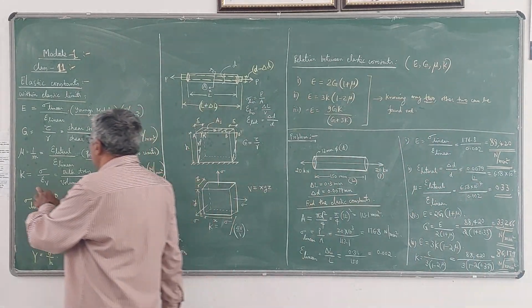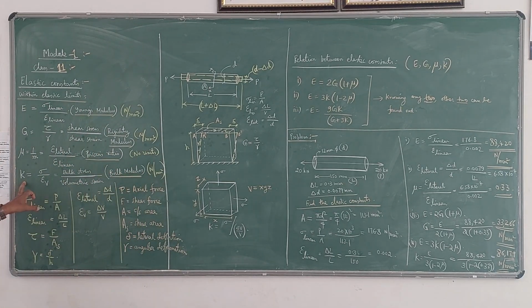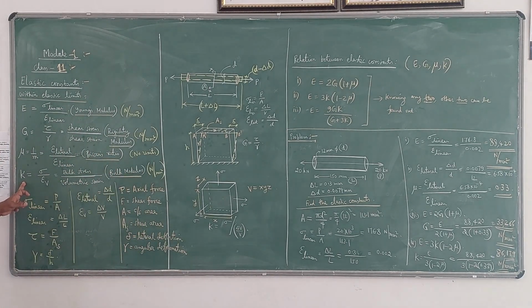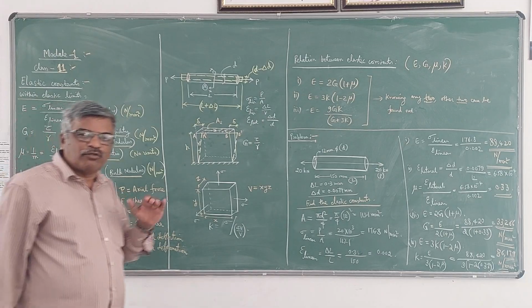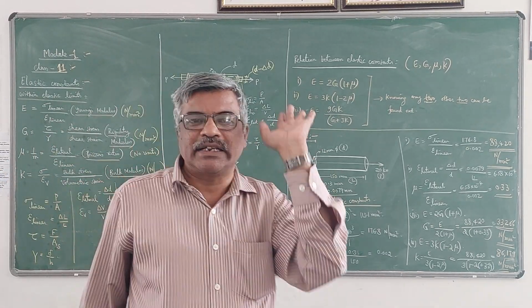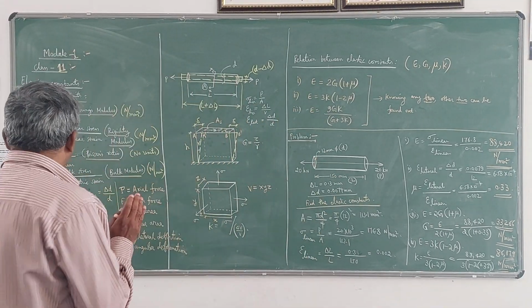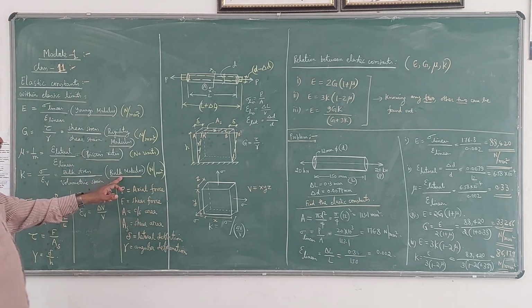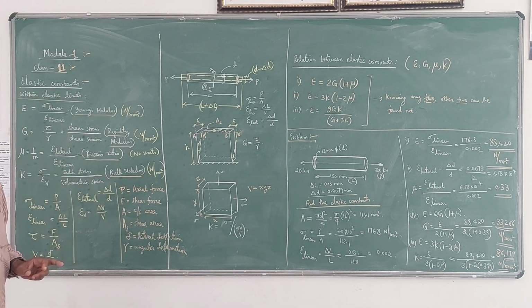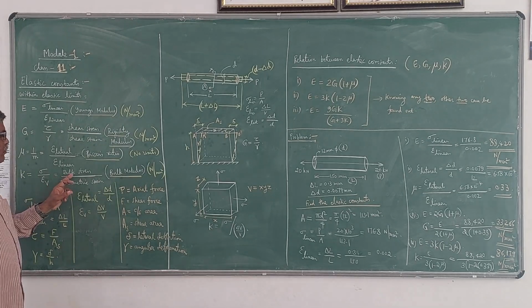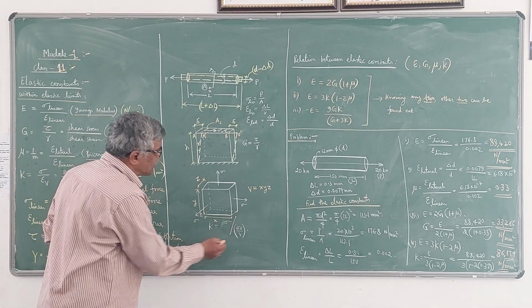Now next, we have to define one more elastic constant called K, which is defined as the ratio of bulk stress to volumetric strain. Whenever bulk modulus of elasticity comes into picture, we have to define it in terms of volume. So here bulk stress, for this I have written this diagram.